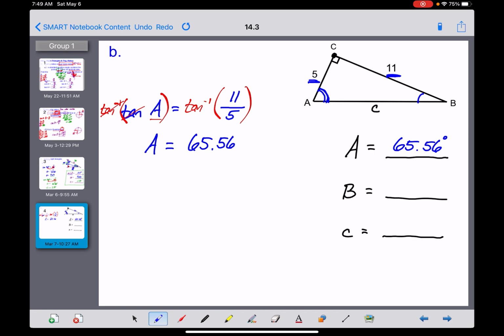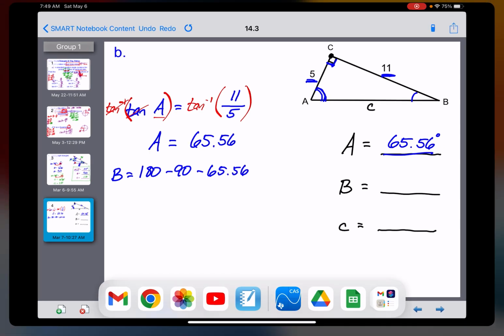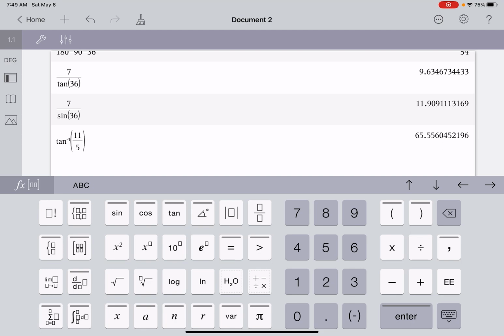Now, really good news, guys. I'm not going to make you sweat to find angle B. Once you know the measures of two angles here, and we now know angle C, which is 90 right here, and angle A, it's real easy to find B. So for B, I'm going to take the total, 180, minus the 90-degree angle, and minus the 65.56 that we just came up with right here. So that's going to be 180 minus 90, and then minus, guys, second answer is probably the easiest way to do this.